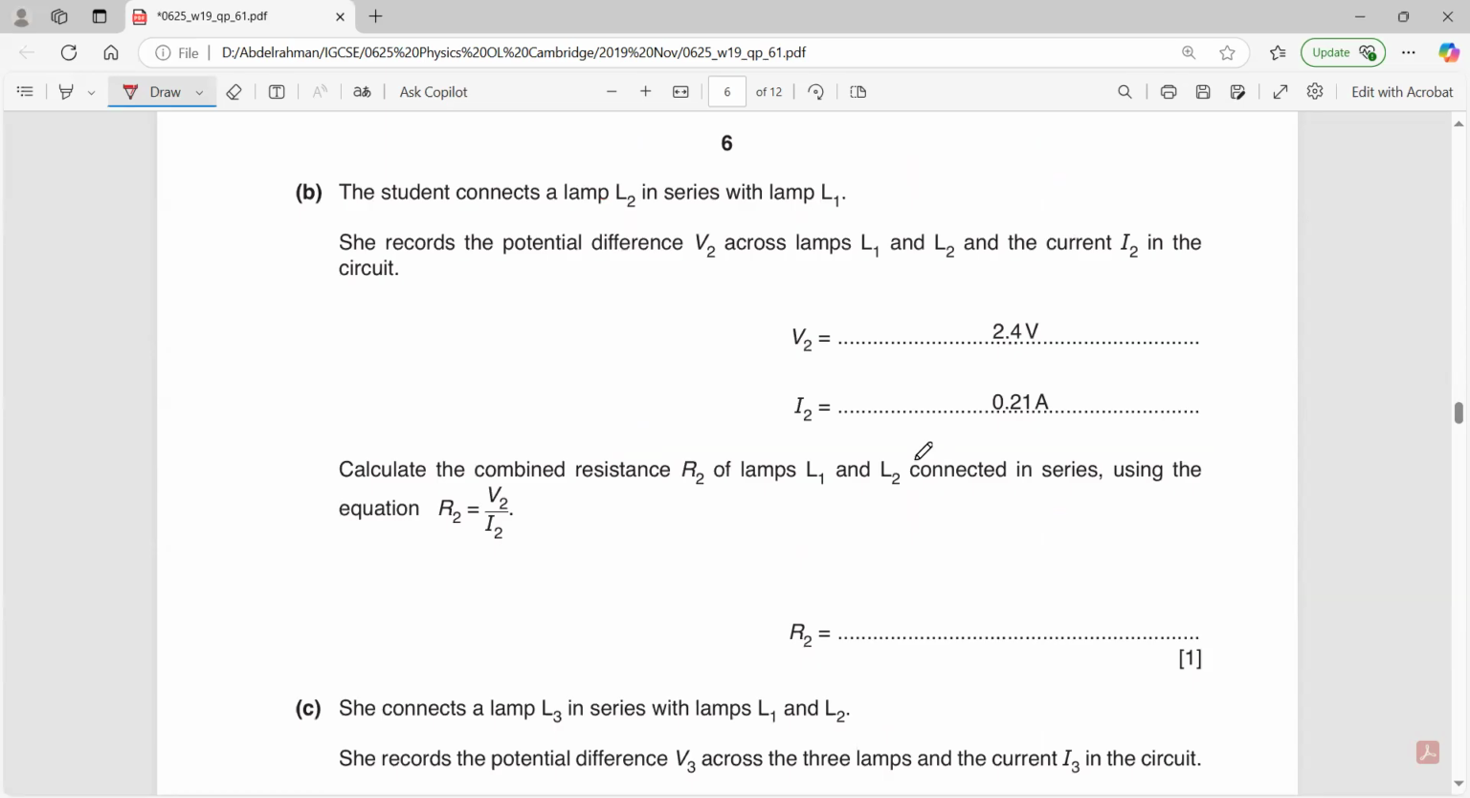I have a new value. She connects L2 in series. When she connects L2, another lamp, in series, she found V2 and I2. Can I find R2? Yes, I can find R2. 2.4 divided by 0.21, which would give you a resistance of 11.4. Again, do not forget the unit, 11.4, and the unit is ohms.